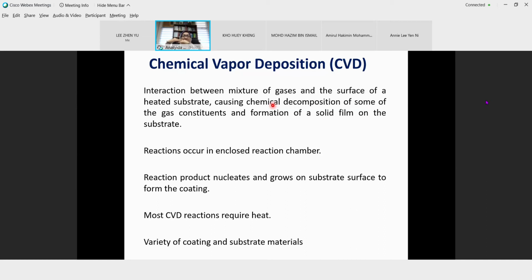So they use the same concept of vapor, but this one involves a chemical reaction between gases and powder. But sometimes there is only decomposition of the gases, so it can be either of the two. They normally do this in an enclosed environment so that there will not be any oxidation from the outside. Once it is deposited, it will nucleate and grow, same as PVD. When nucleation happens, after that there will be growth of your material on the substrate, forming a layer of coating.